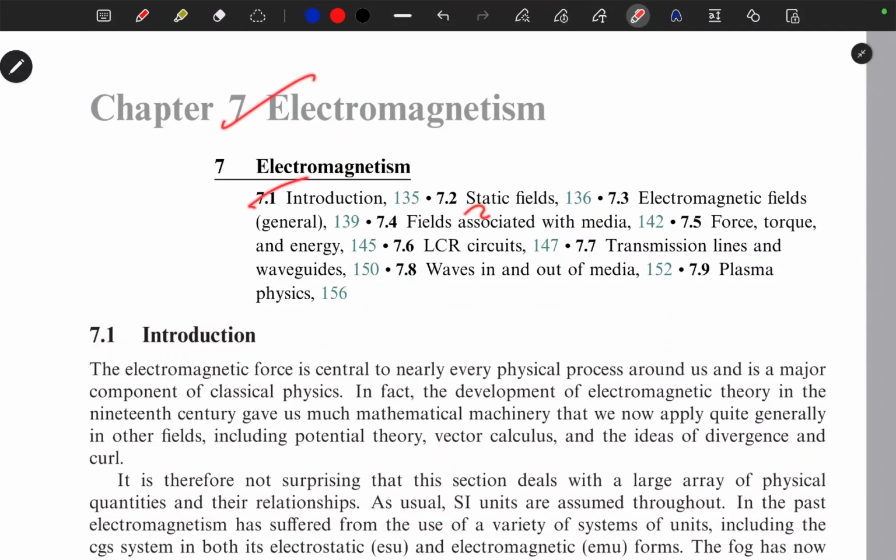Electromagnetism, we'll do an introduction: static field, electromagnetic field, field associated with media, force, torque and energy, LCR circuit, transmission line and waveguide, wave in and out of the medium, plasma physics.